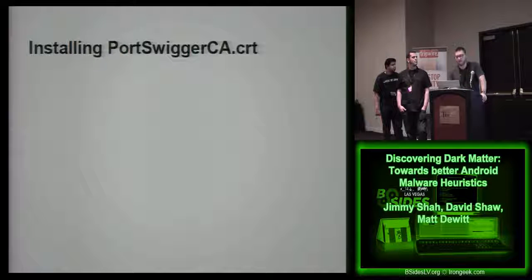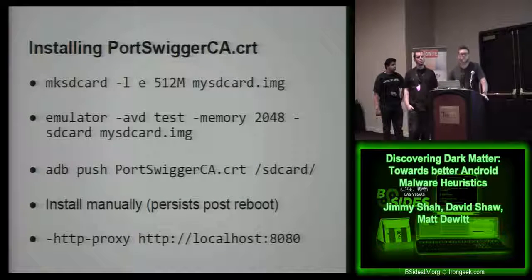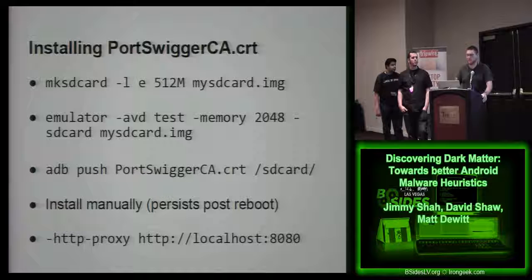So again, Google sort of helps us out in maybe a backhanded way by having the mksdcard command. We can basically create an image file for an SD card, mount it with the -sdcard command, and then use ADB to push the cert onto the phone, then install it manually. And that persists post-reboot, so you only need to do it once. And then that works a lot better. And you can just run the HTTP proxy directly to whatever your intercepting proxy is. Again, we use Burp, so localhost 8080.